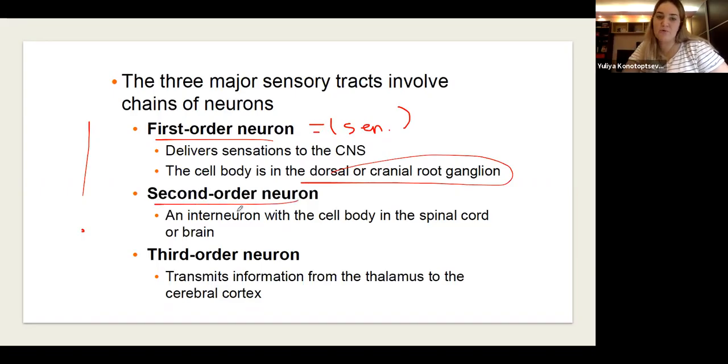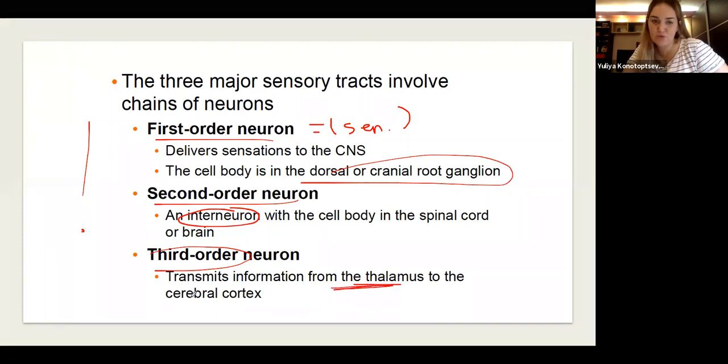Second order neuron is an interneuron, the one that sensory neuron synapses with. Third order neuron is a neuron which transmits the information from the thalamus to the cerebral cortex. So this neuron is in the brain. The second order neuron will go all the way to the thalamus and will synapse with the third order neuron there. So it's also an interneuron, but its location is between thalamus and cerebral cortex.